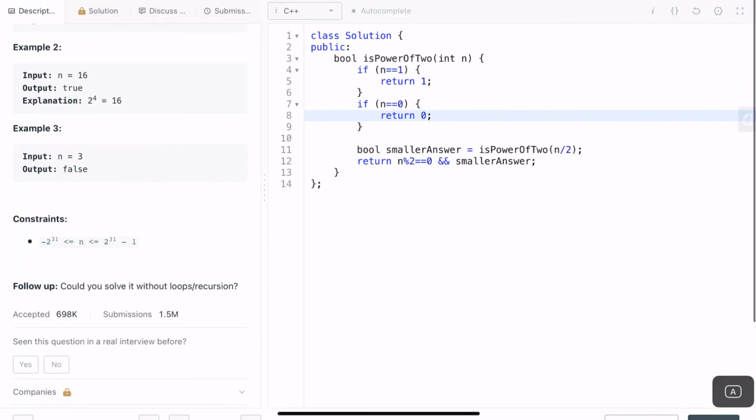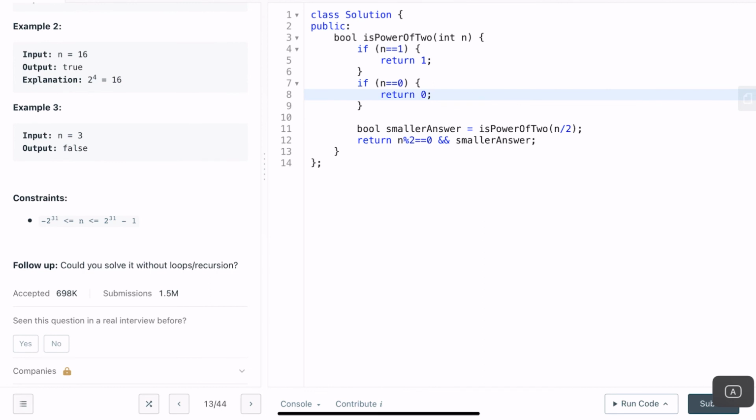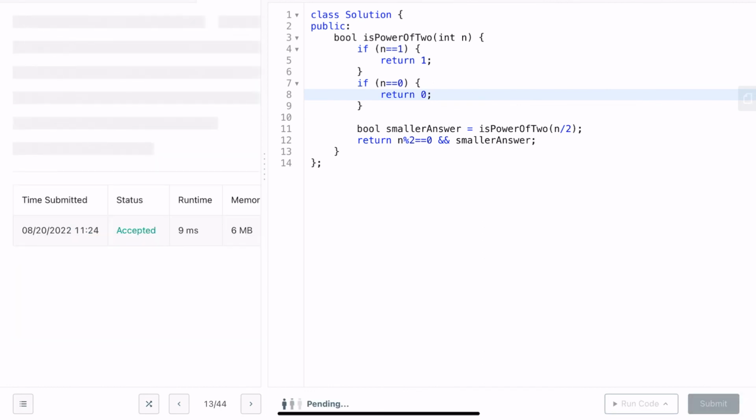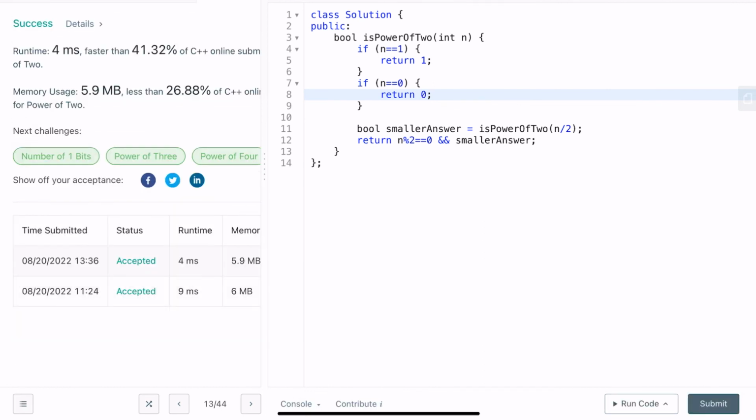So now we have written the code. Let's try to submit it. Yes, and we have submitted the solution, and as expected, it is the correct solution.